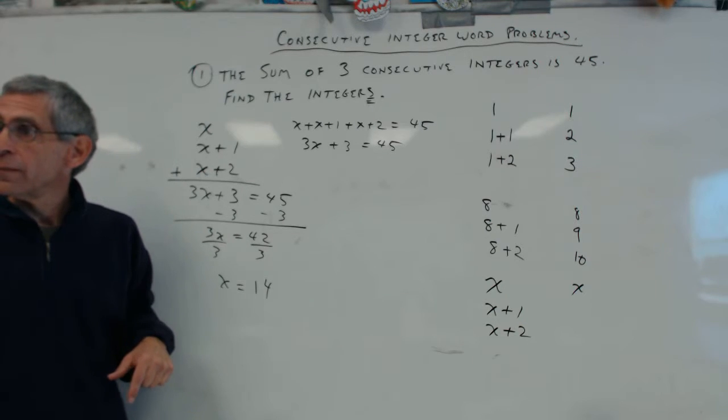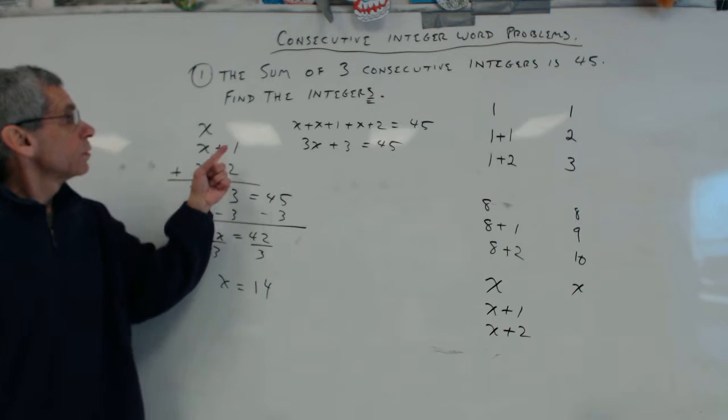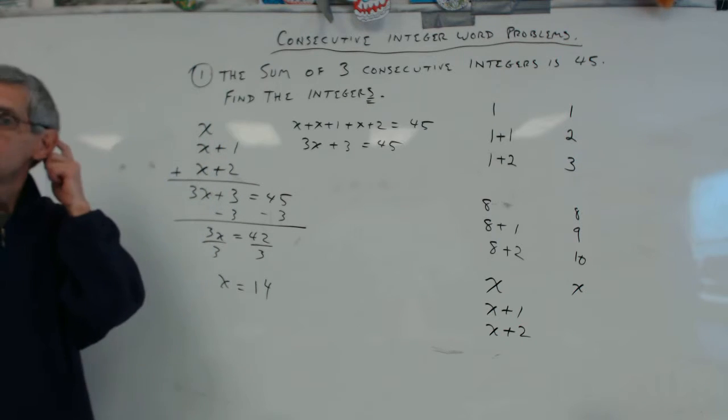No, because then you have to add x plus 1 and you have to add x plus 2. X, and then x plus 1 and x plus 2, and that's only one number, and it needs to be 3 numbers. Right.